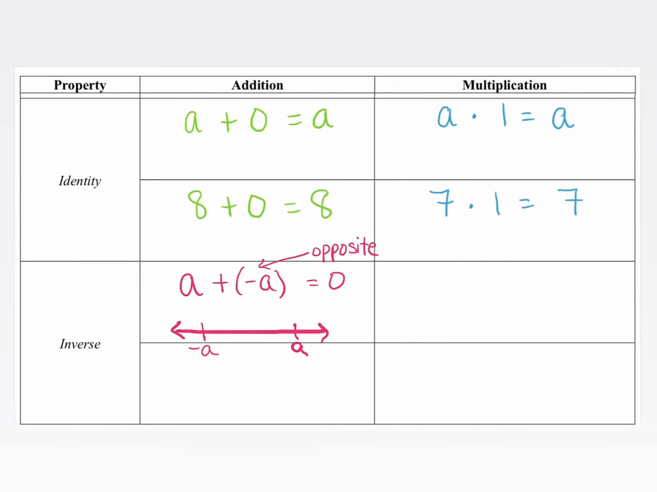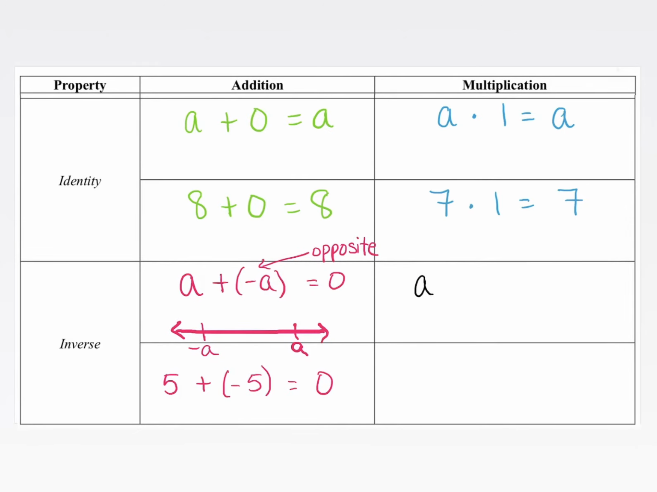This negative A here is the opposite. Numerically, if we want to think about that, let's say we have 5 and we want to add the inverse of that. The opposite of positive 5 is negative 5. When we combine them together, we get 0. Now, when we think about multiplication, it's a little bit different. We're not thinking about the opposite because we're not changing the operation in front of the number.